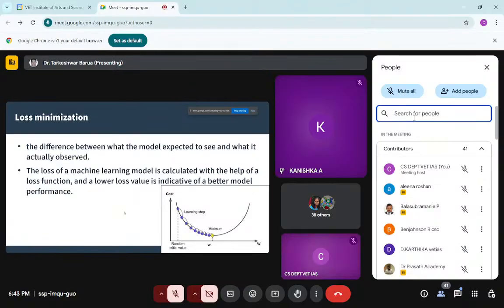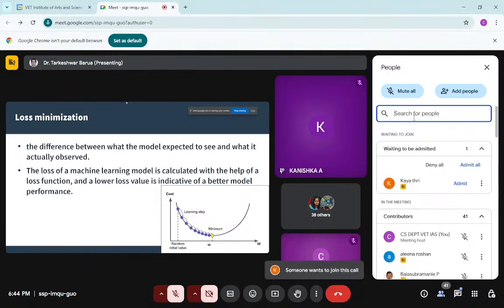So we have a technique. What model is expected and what we are getting, the difference between what we are expecting and what we see, is known as loss. The loss of the machine learning model is calculated with the help of a loss function. So how can the loss be minimized?